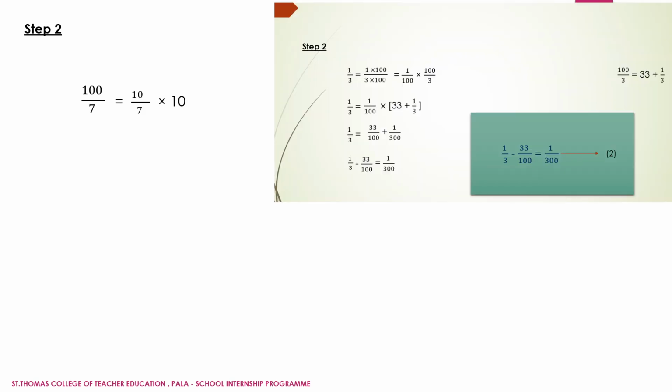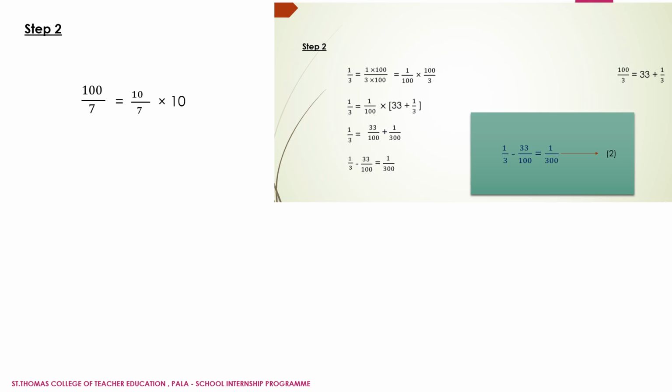And we can split 100 by 7 in terms of 10 as 10 by 7 into 10, isn't it? So that it becomes 100 by 7. Now, are you recalling the step that we have done with 1 by 3 in the second step? Yes, we divided it as 1 by 100 into 100 by 3 and found out 100 by 3 as 33 plus 1 by 3. Here also we are following the same method.